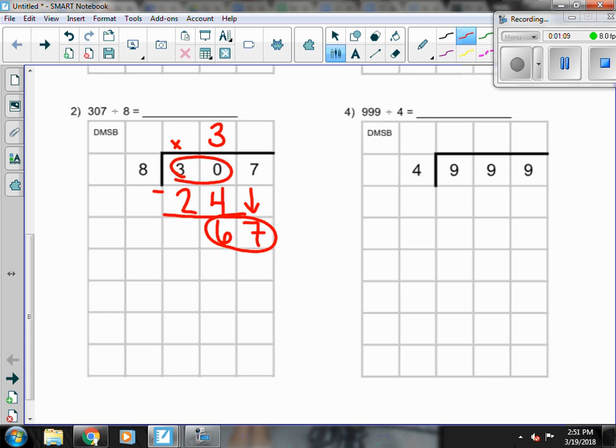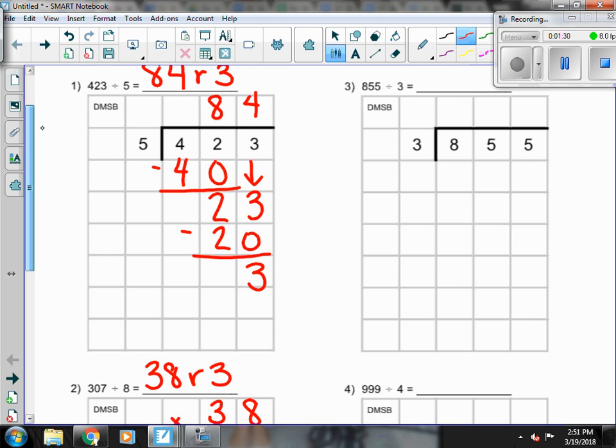8 goes into 67 8 times. 8 times 8 is 64. Then 67 minus 64 is 3. I have nothing left to bring down, so that's my remainder. So my answer is 38, remainder 3.